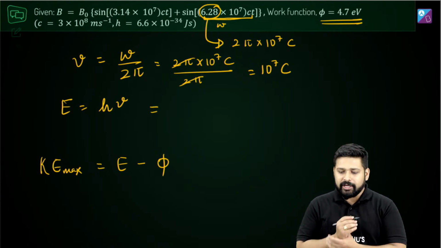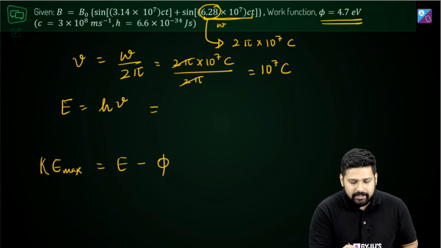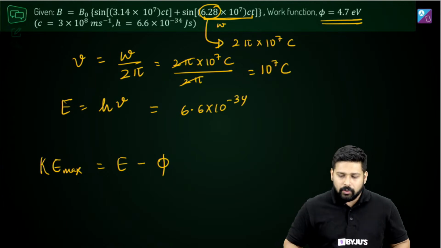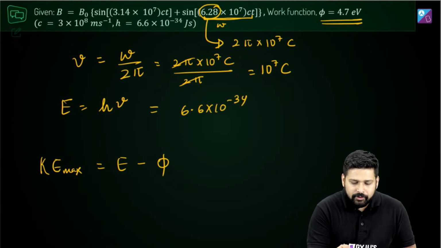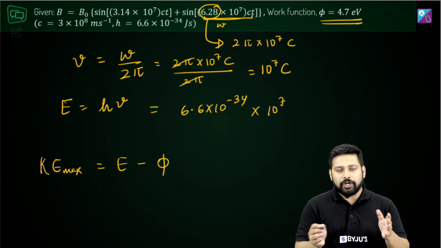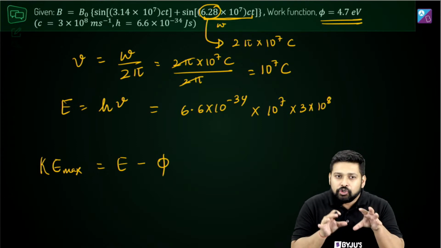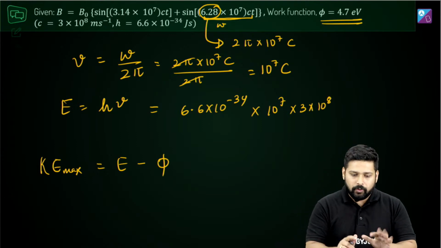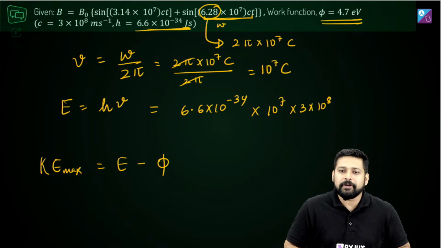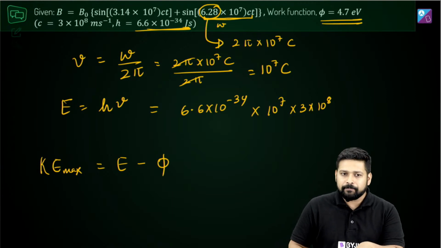So what can we write? h, what is the value of h? 6.6 into 10 to the power of minus 34. Okay, cool. And nu is 10 to the power 7 c and c is 3 into 10 to the power 8. Now is this in joule or is this in electron volt? Tell me, in what did you take h? You have taken it in joule, right?